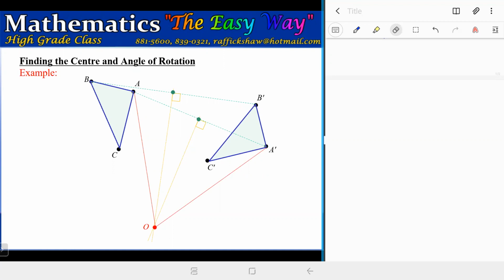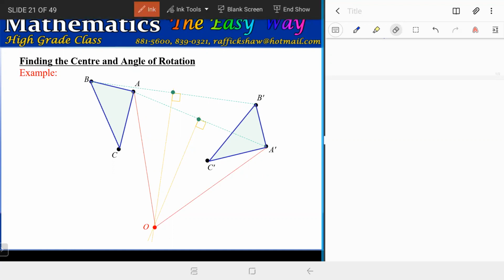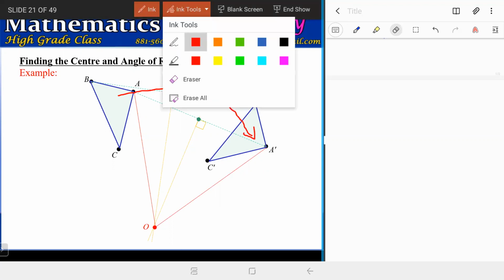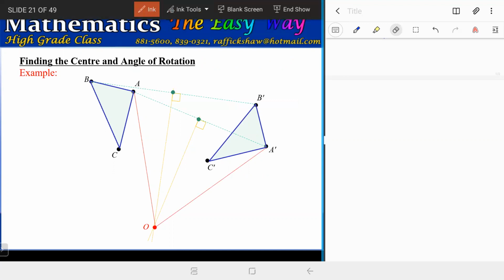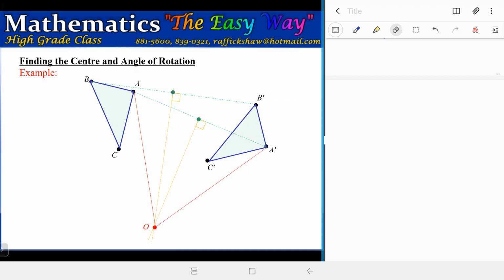And clearly the direction is clockwise. It's pretty obvious that this was rotated clockwise onto this. So the direction will always be very obvious. You can look and see what the direction is. And so that's my angle of rotation. And just use your protractor and you measure that angle. That will be an angle. In this case, I'm saying it is 40 degrees.